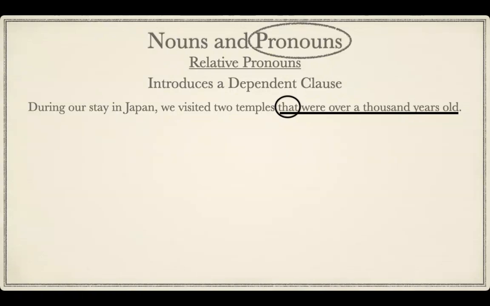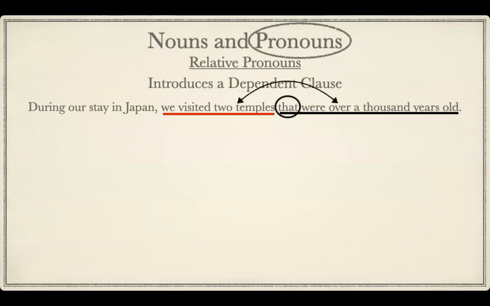Relative pronouns are joined to at least one other independent clause, which is a group of words that does express a complete thought. The independent clause in our example is we visited two temples. Think of a relative pronoun as a word that connects a complete thought to an incomplete thought that tells more. And by the way, the relative pronoun always has what we call an antecedent, which is a word or group of words that come before the relative pronoun itself.